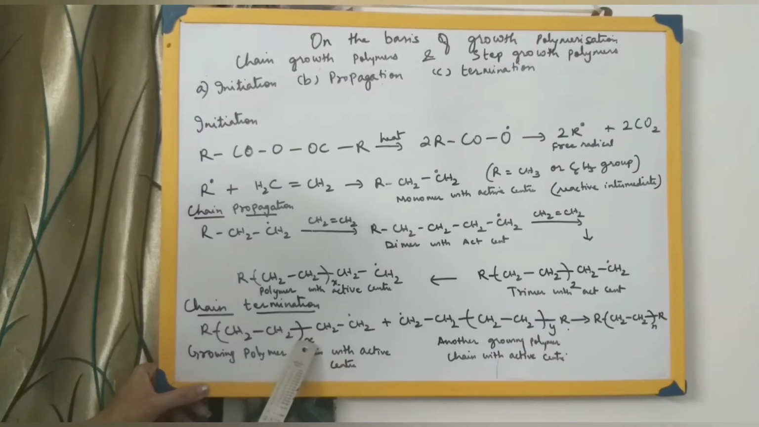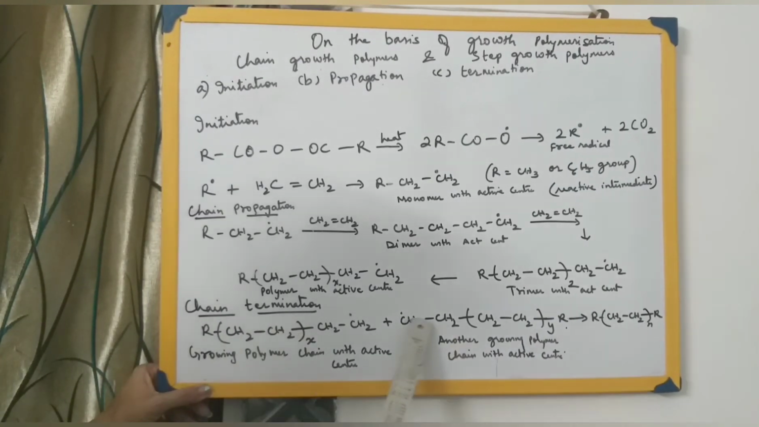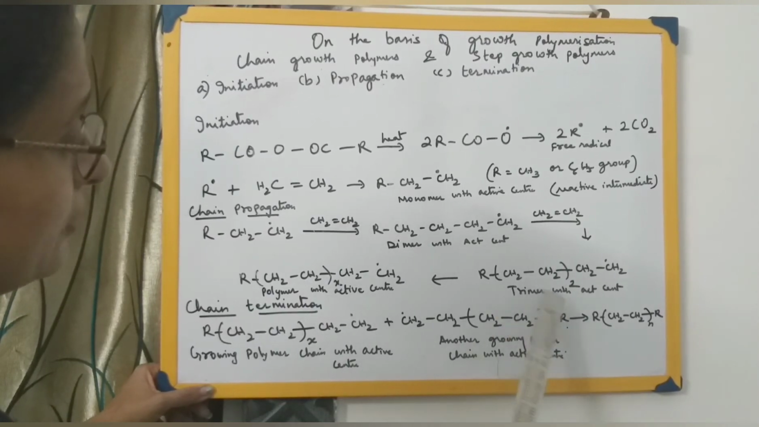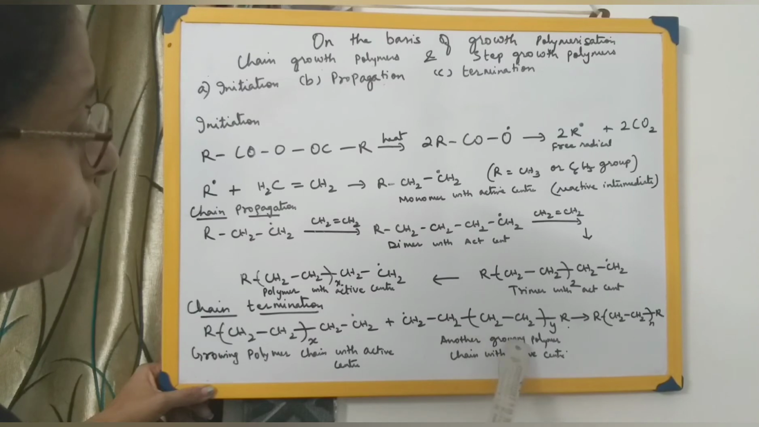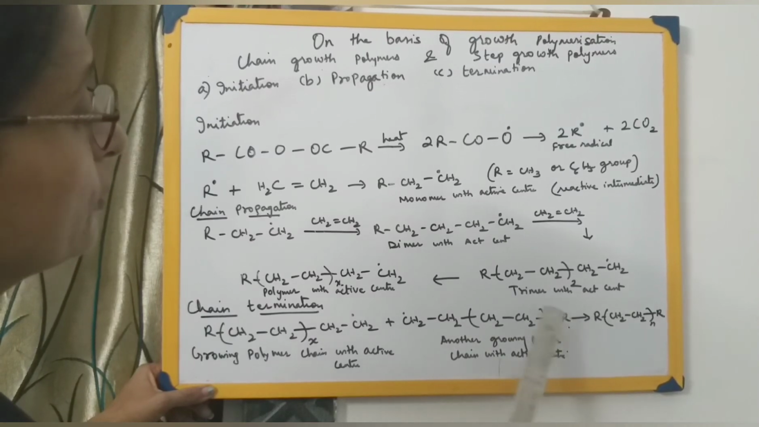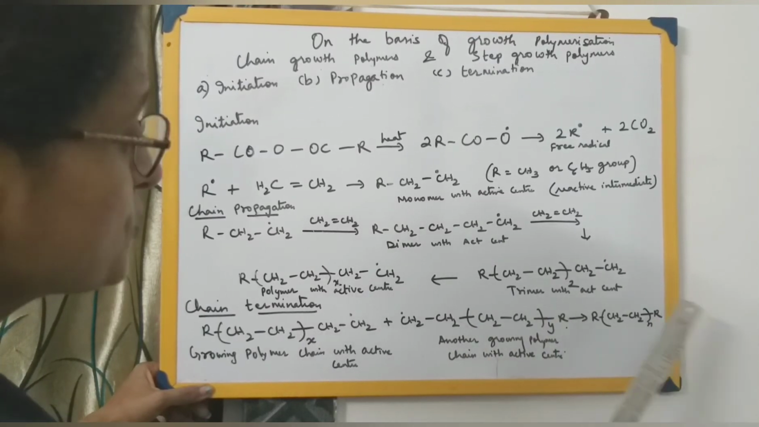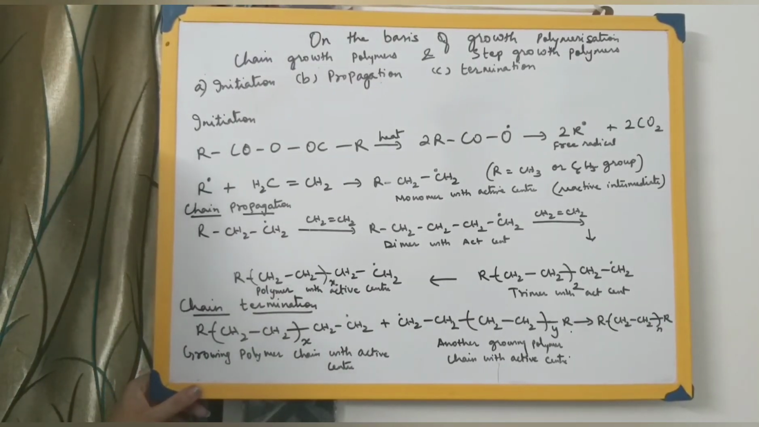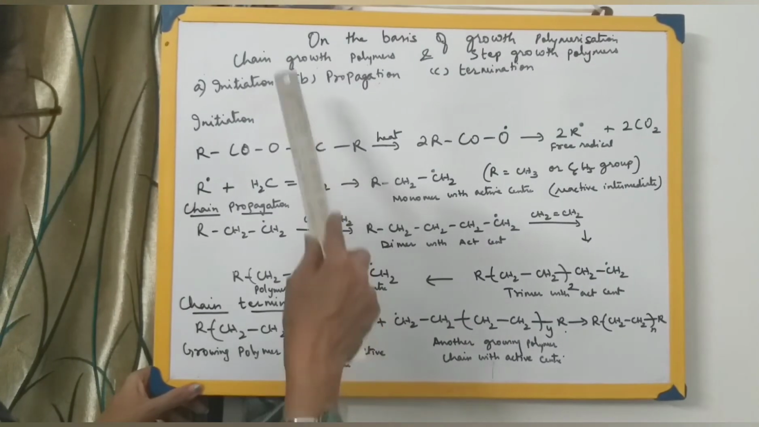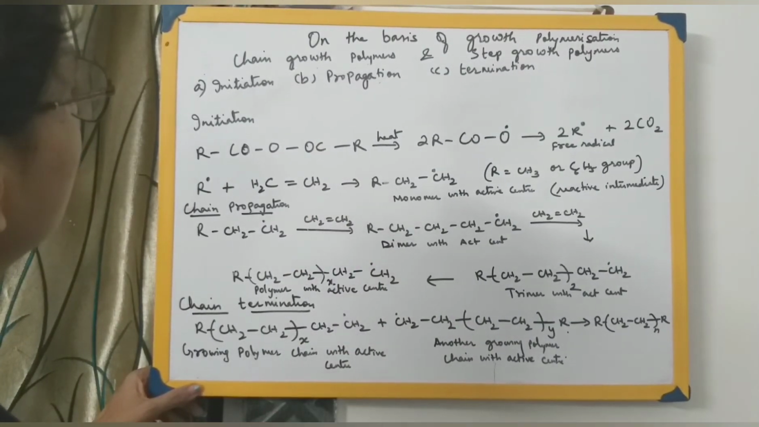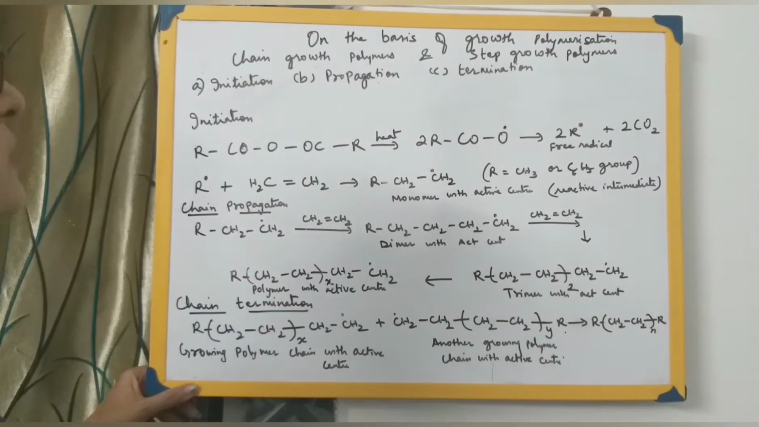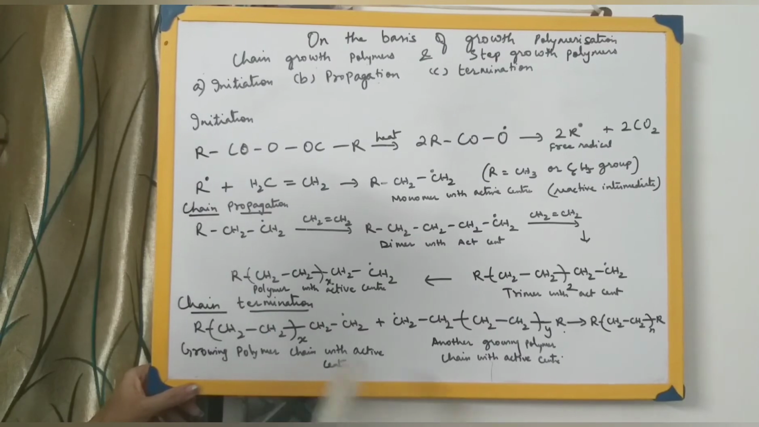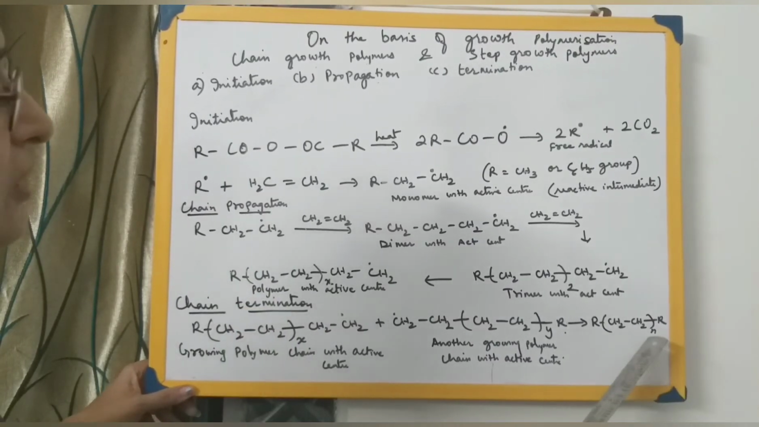Here it is X number of molecules of this CH2, and here the same thing, but instead of X we are taking Y, that is Y number of these chains. Another growing polymer chain with active center. When both of them come together, the growth stops, and as the growth stops, we call this process chain termination. This whole process by which we get a polymer, we call chain growth polymerization. So 3 steps are involved: initiation, chain propagation and chain termination, and finally we get our polymer.